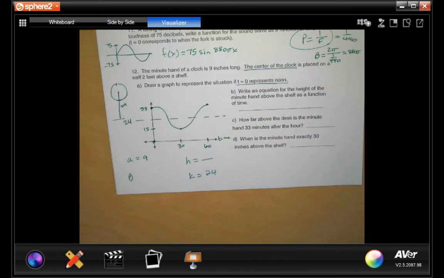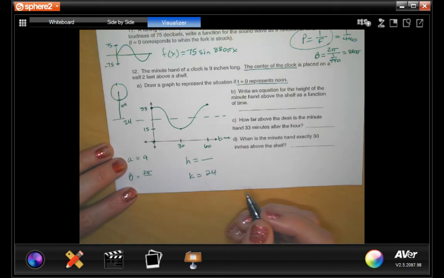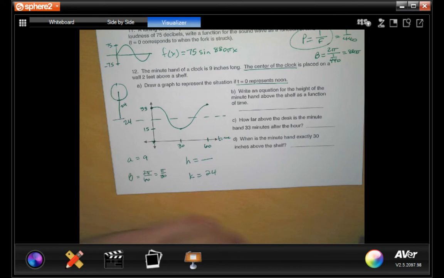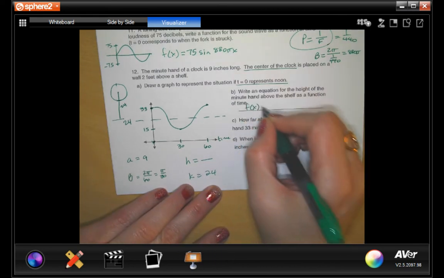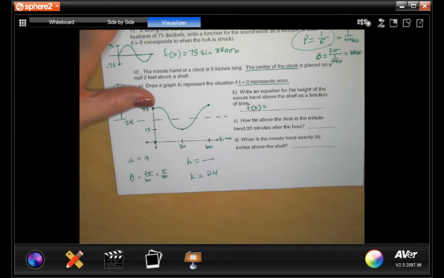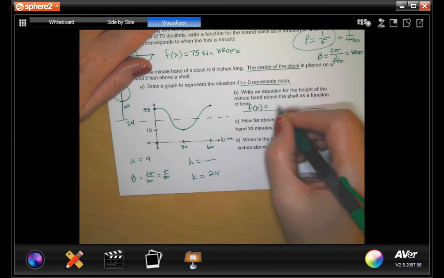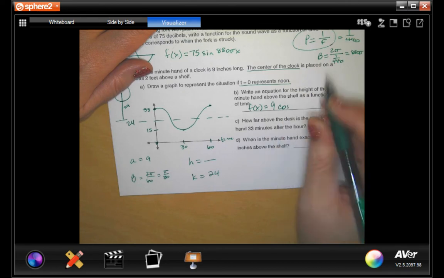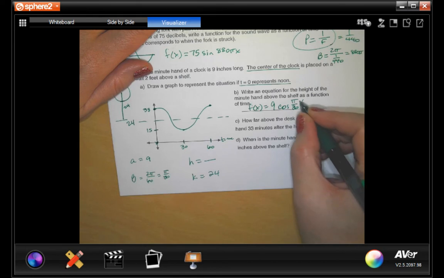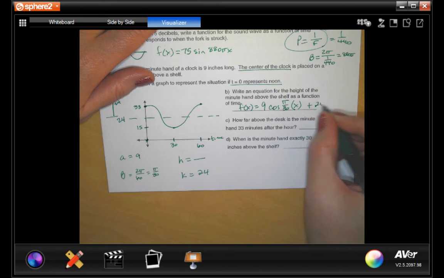And then what about B? 2 pi over 60, which is pi over 30. Sine or cosine? Cosine. And is A going to be positive or negative? Positive. Yeah, we're going to start up here at the top, so it is positive. So 9 cosine B, which we got to be pi over 30. We didn't translate any left or right, but you can put that x in parentheses if you want. And then we translated up 24.